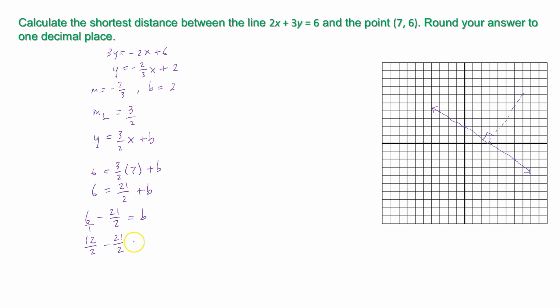Minus 21 over 2 is equal to b. So that's going to be negative 9 over 2 is equal to b. And negative 9 over 2 is negative 4.5. So b is equal to negative 4.5. So the y-intercept of this line is negative 4.5. So that would be around, this is 1, 2, 3, 4, 5, so about here.